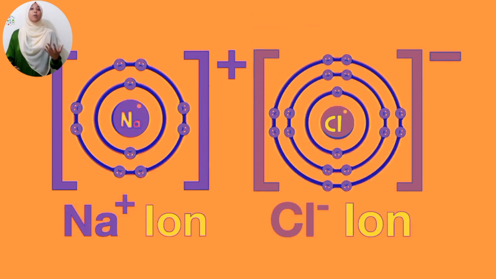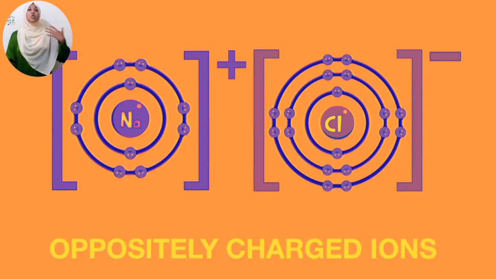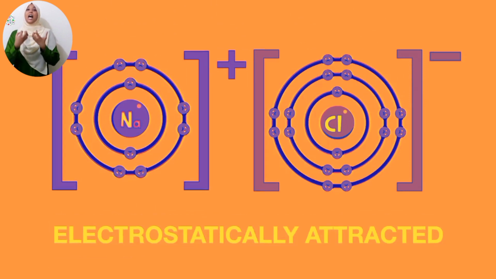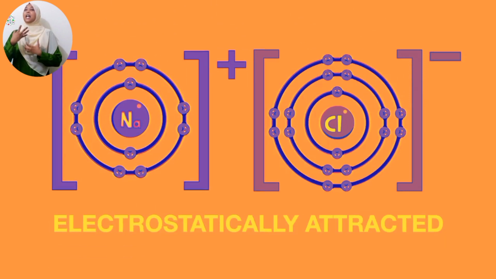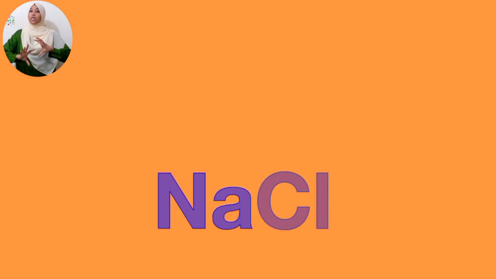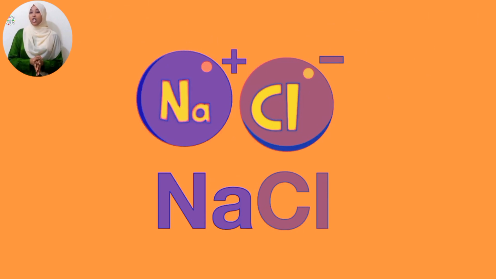Now we know opposites attract. So the positive ion is going to be attracted towards the negative ion. This is what we mean when we say an ionic bond is the electrostatic force between two oppositely charged ions. So the type of bond present in sodium chloride is an ionic bond, where you have a force of attraction between the positively charged ions and the negatively charged ions.